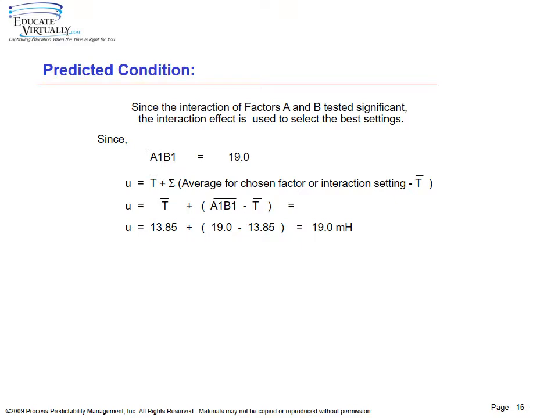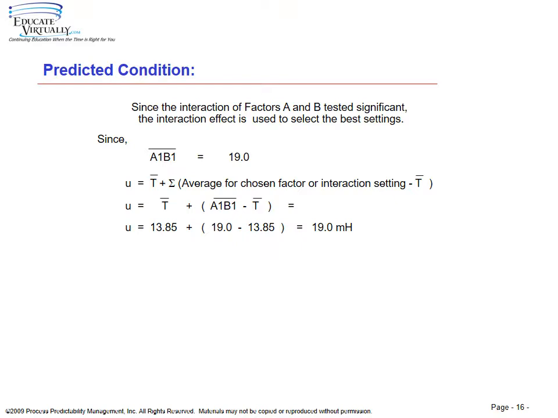Since the interaction of factors A and B tested to be significant, it takes precedence over factors A or B taken alone. The combined effect is always more significant and takes precedence if it turns out to be an important variable based on the p-values in our analysis of variance. It is an incremental effect on top of the main effects of A and B.